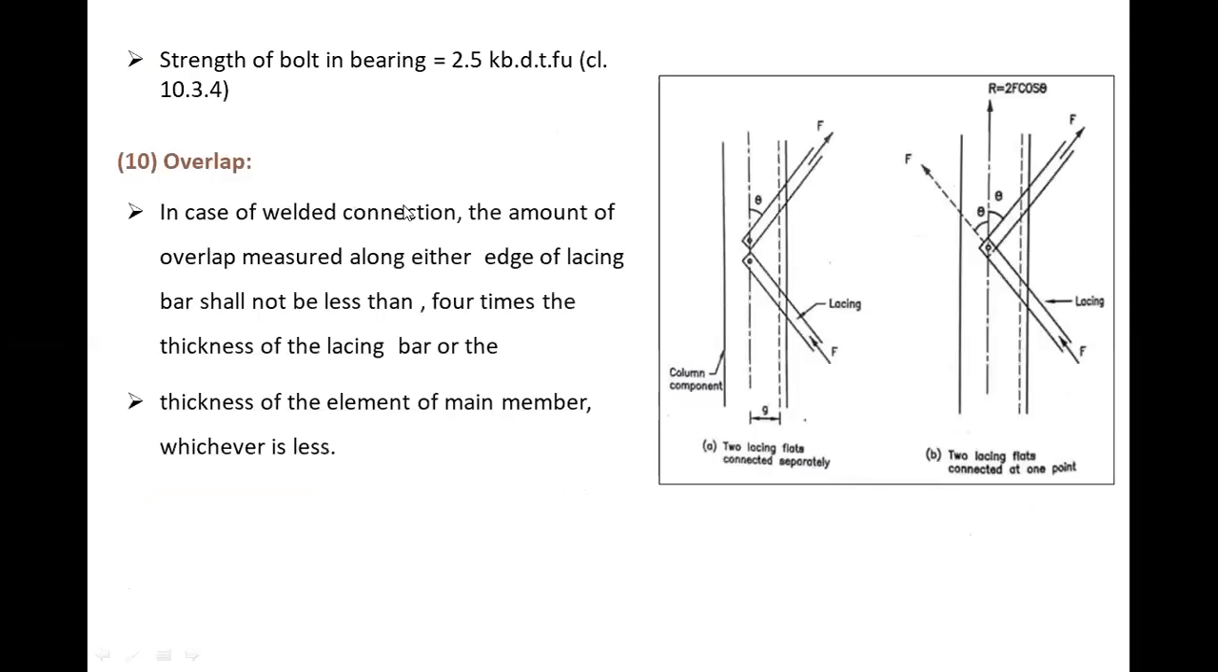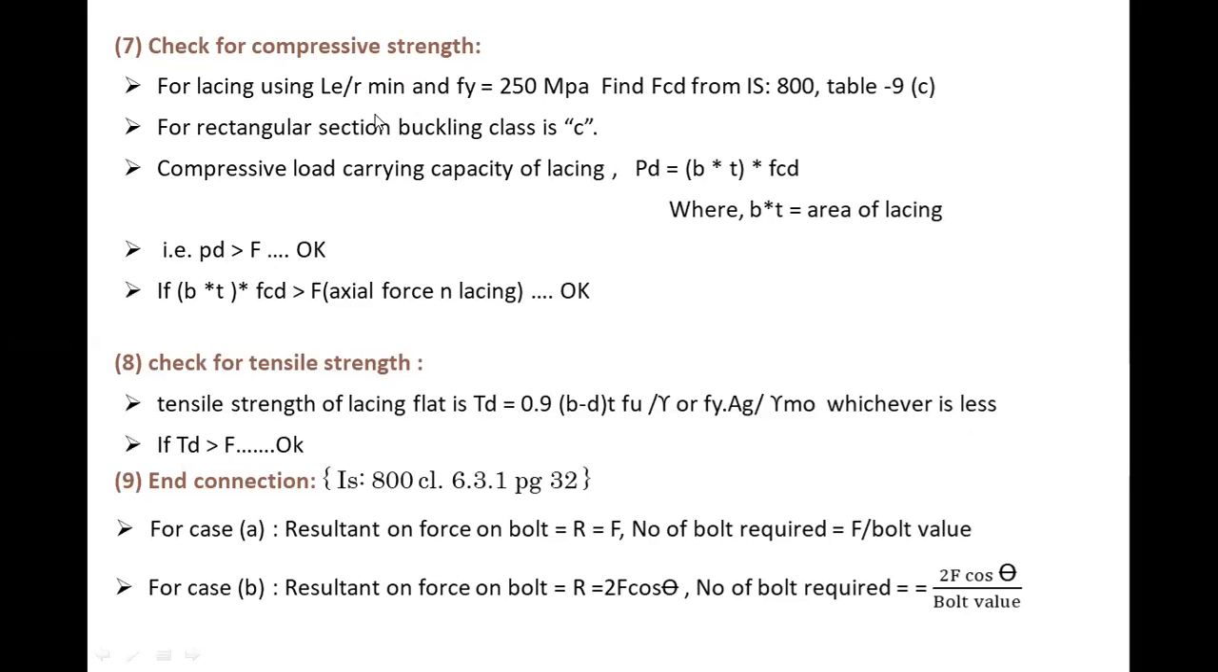For compressive strength, we go to the design of compression members, right? So for rectangle section, buckling class is c. Hence, compressive load carrying capacity of lacing is Pd, which represents compressive load, equal to b multiplied by t multiplied by fcd. b multiplied by t represents the area of the lacing, right? If design compressive load is greater than the given load, then our design is okay. If b cross t cross fcd is greater than F, the given force, then it is okay, right? So our designed lacing system is okay for practical use, right?